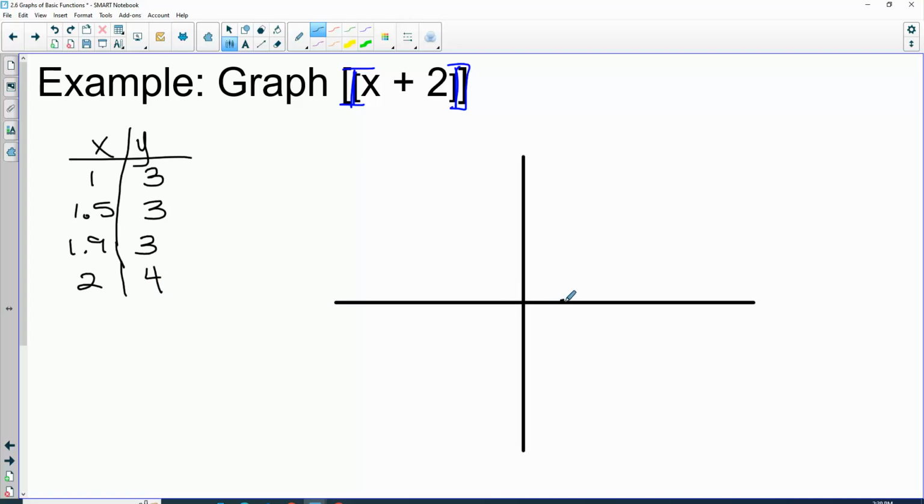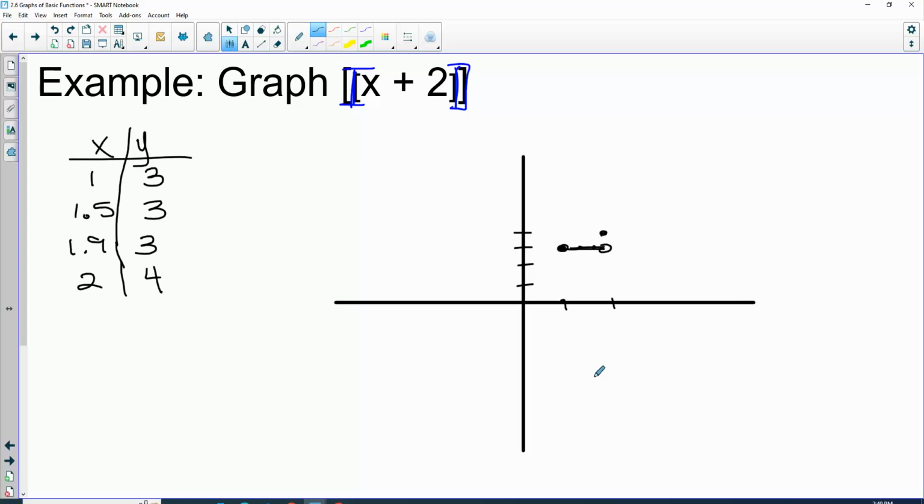So let's see what this looks like. So when I put in 1, I got 3 out exactly. That was the beginning of a step. When I put in 1.5, I'm still getting out 3. When I put in 1.9, I'm still getting out 3. But when I put in 2, I got a 4 out exactly. So that's where the next step begins. So we put an open circle underneath that to finish the step we're on, and then it jumps up.